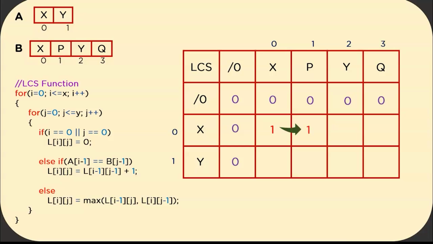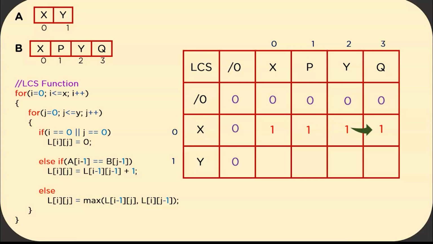Hence, we'll continue with 1. Next, we have X and Y which also do not match. Hence, we'll continue with 1. Remember guys, the highest value between these two fields will be picked every time. For the next move, the value 1 will continue.